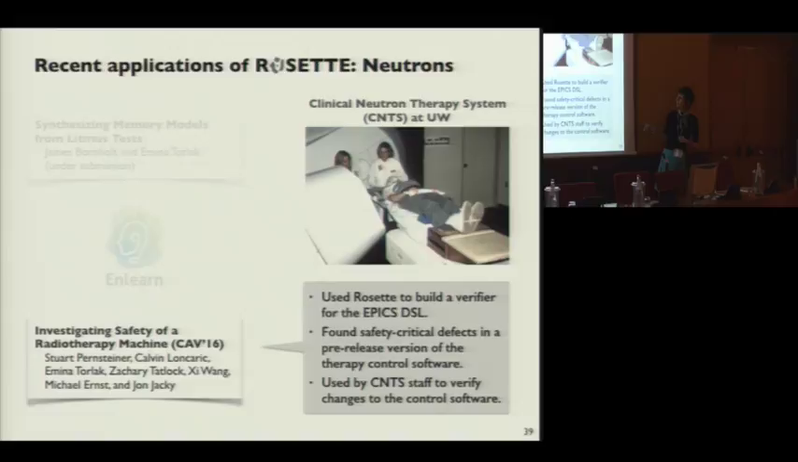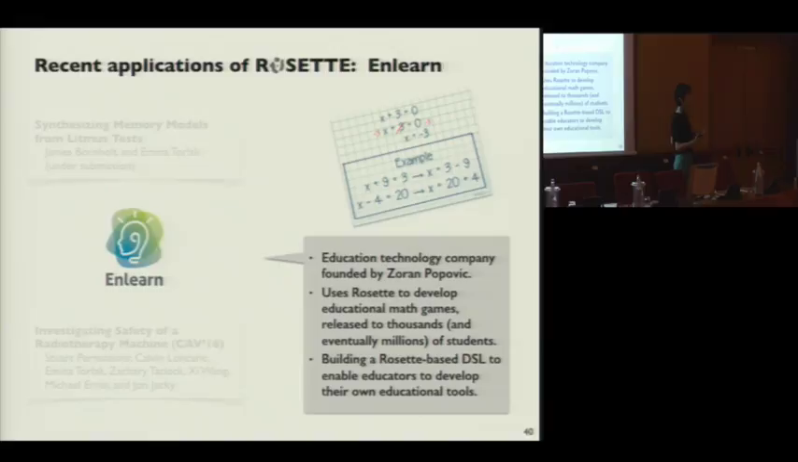The second application is actually industrial. Rosette is now being used by a company called NLearn. It's an education technology company based in Seattle. They have used Rosette to develop educational math games for kids to play and figure out, for example, how to do long division and things like that. These have already been released to thousands of students in India, and the plan is to release them to millions.